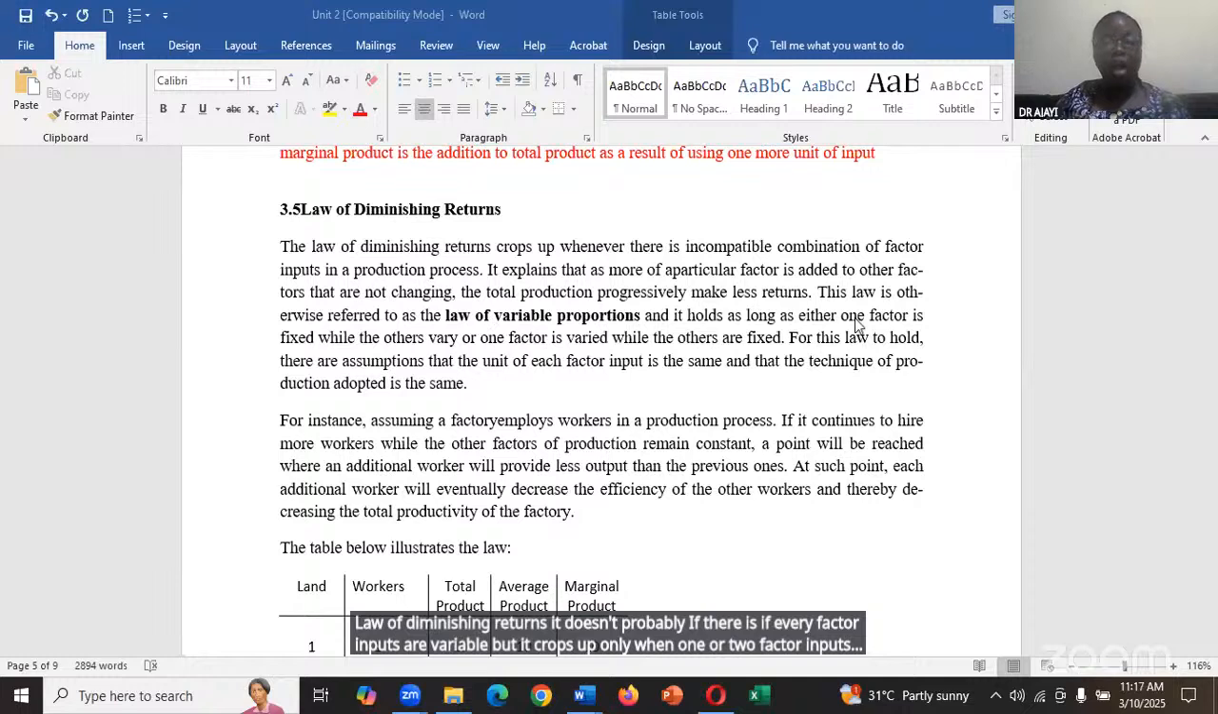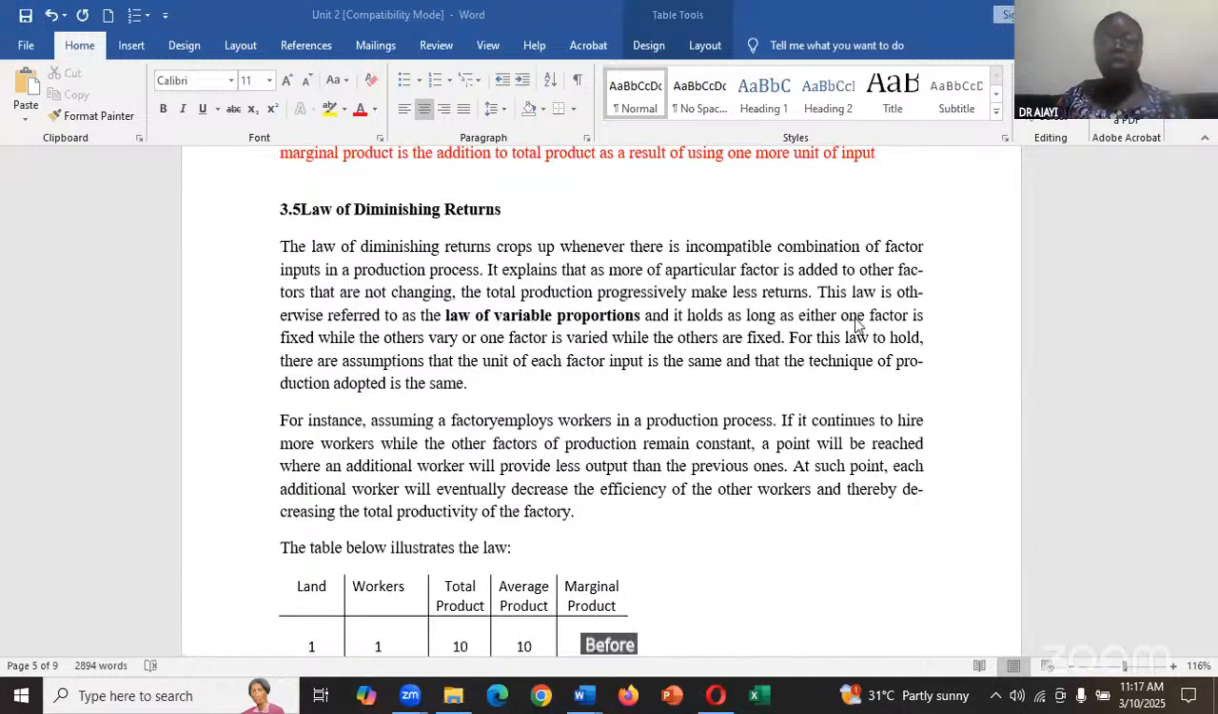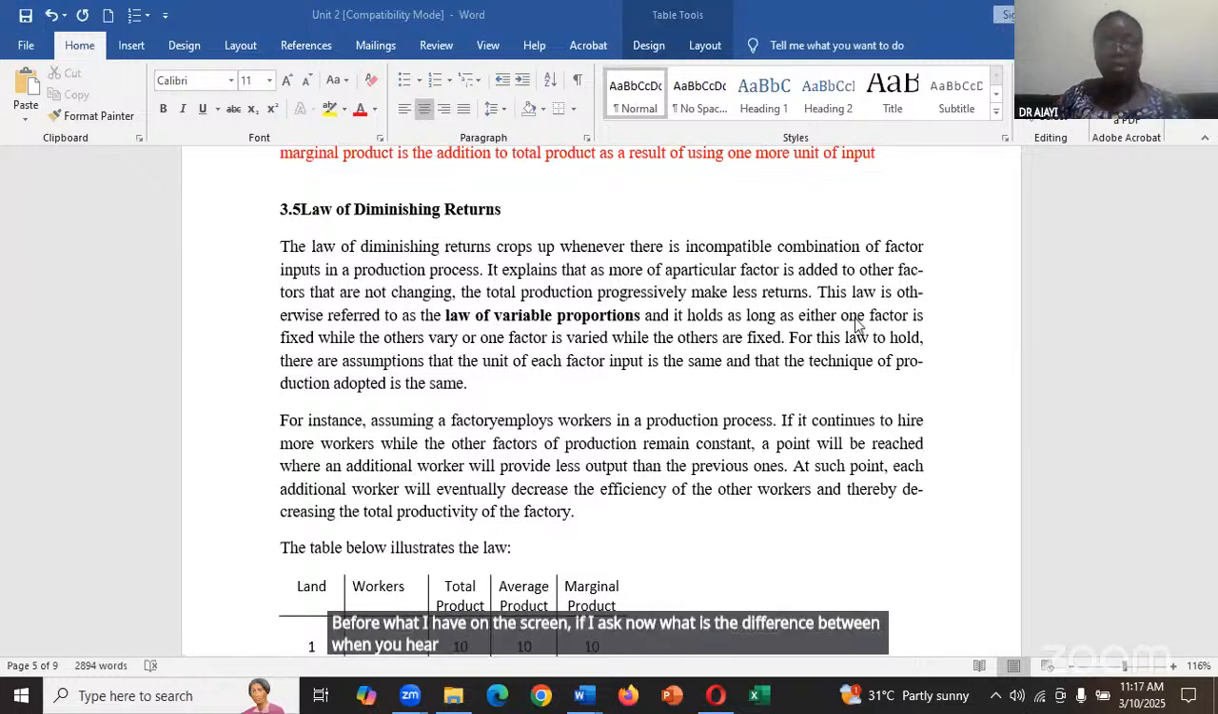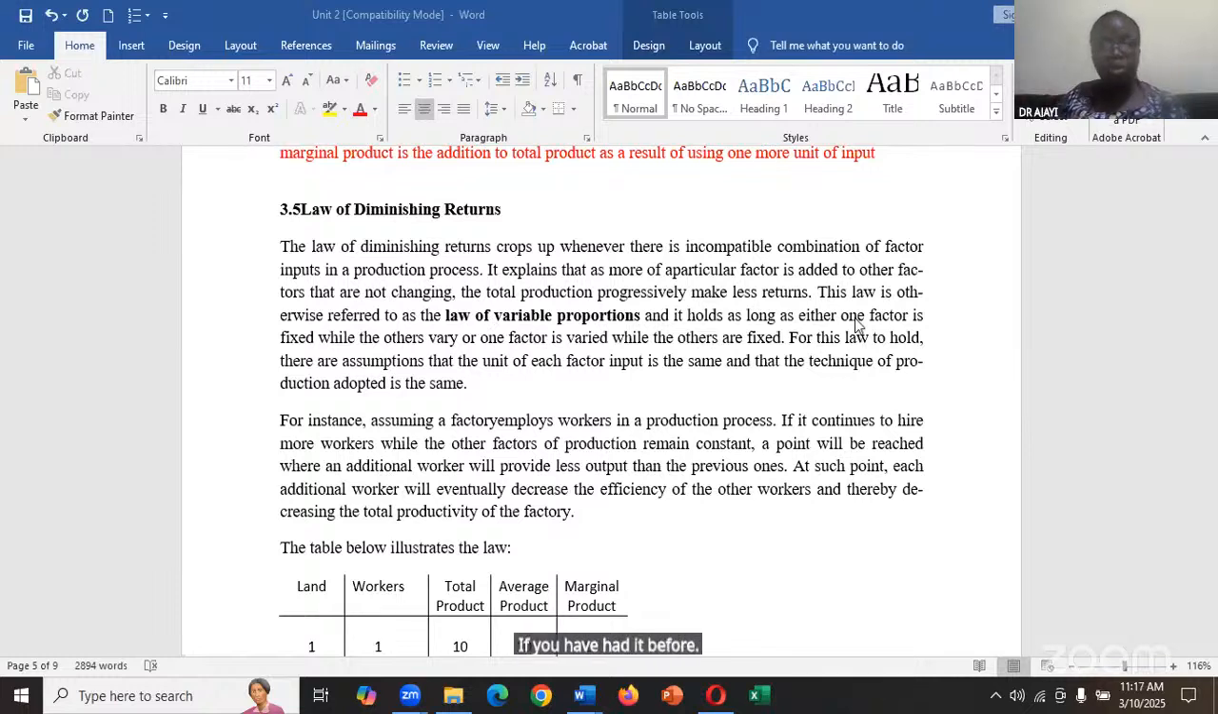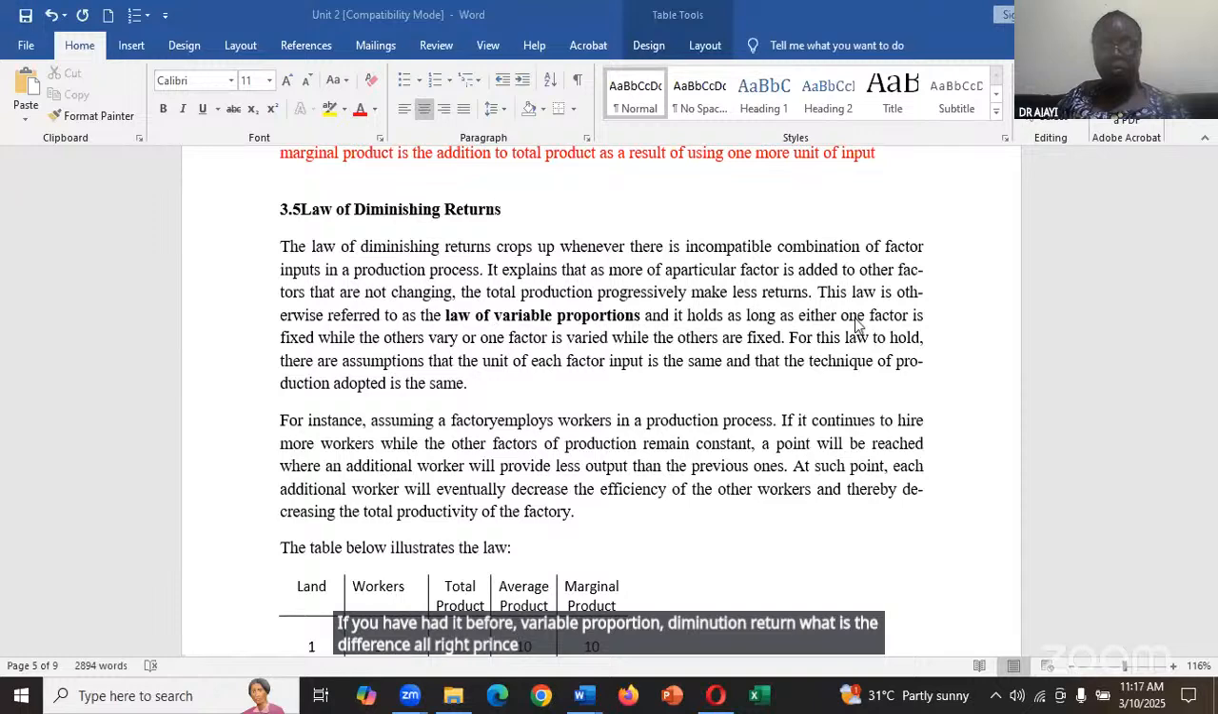So if I ask now, before what I have on the screen, what is the difference between when you hear the law of diminishing return and when you hear the law of variable proportion? Can anyone try to tell us the difference between the two? If you have heard it before, variable proportion, diminishing return, what is the difference? All right, Prince Ekwaba.